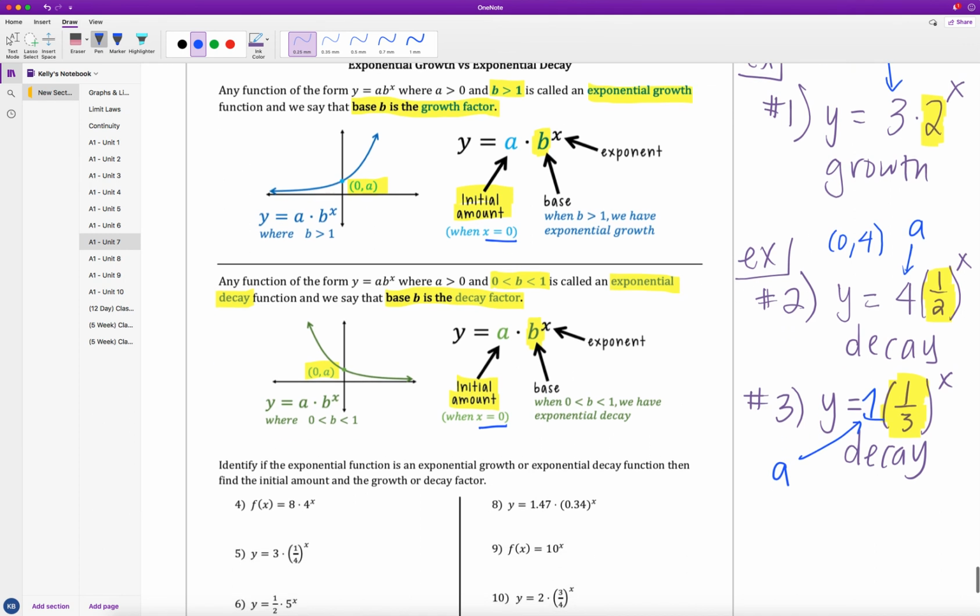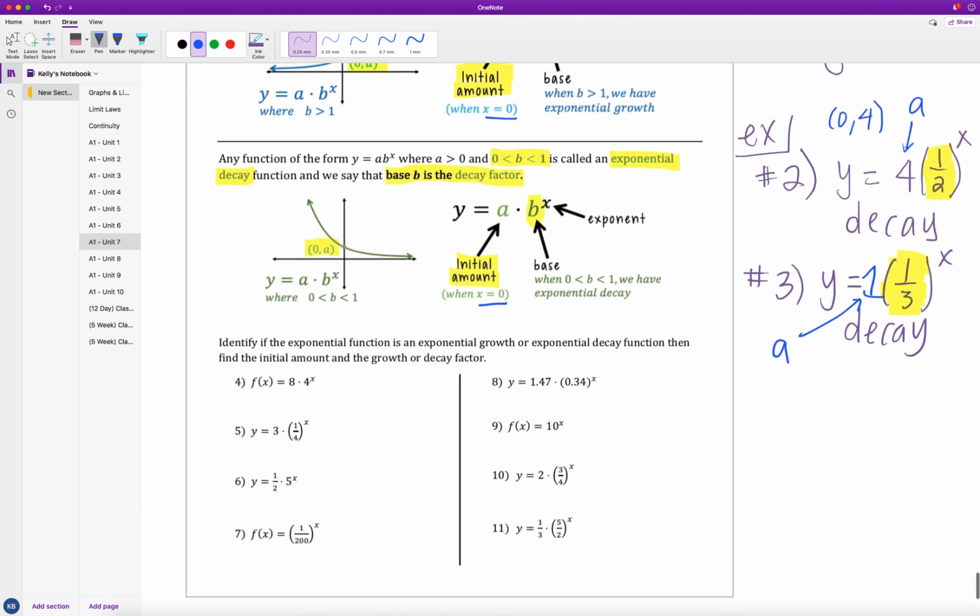Okay, in our last couple examples, what we're going to do is identify if it's an exponential growth or decay, and then find the initial amount and the growth or decay factor. So we're not going to graph any of these. We want to be able to find this information just by reading the equation. So let's look at example 4. It says f of x equals 8 times 4 to the x.